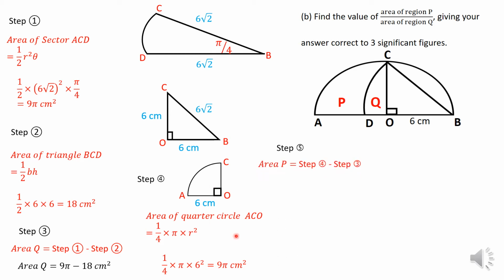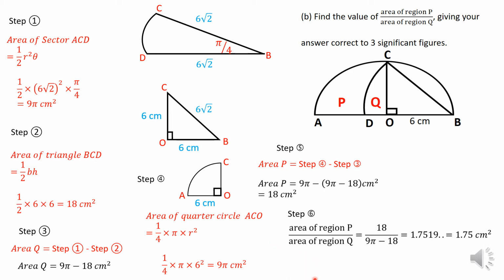And now, step 5. In order for me to find the area of P, I'm going to take what I got in step 4, that's the area of this quarter circle, and subtract it by that little Q there, which I already have in step 3. Okay, so once I do that, I get about 18 square centimeters. Now I'm very close to the end.